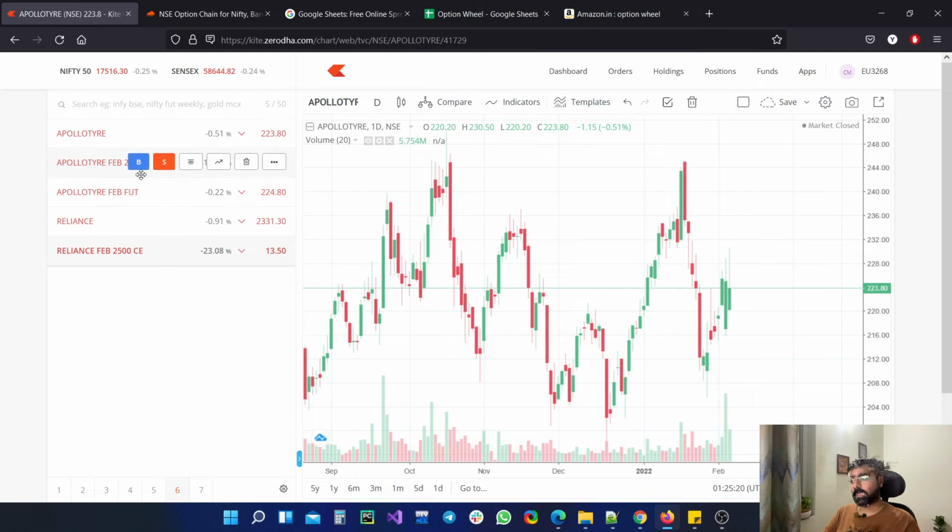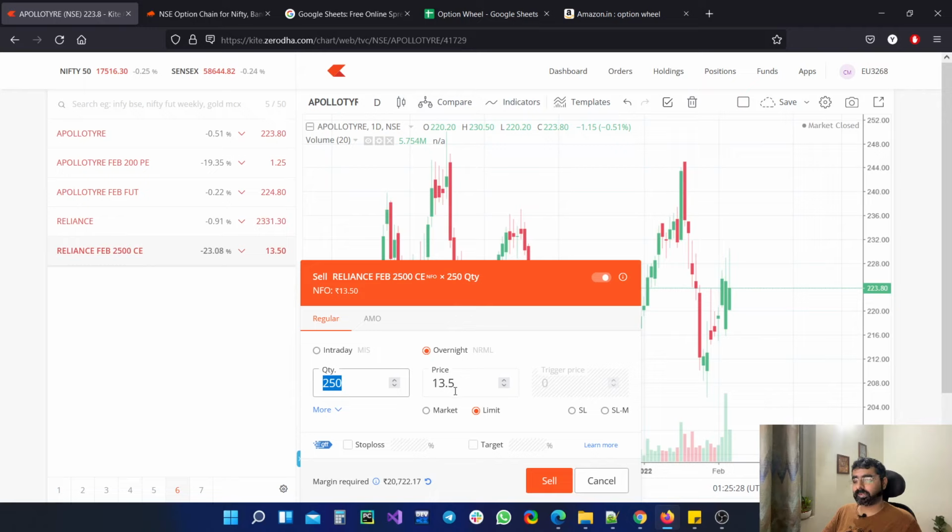So let us suppose that I have a big portfolio which has 200 shares of Reliance, and I just sell the call of 2500. So actually 250 into 13.5, approximately 4 to 5,000 would be my profit on selling this call. So if the stock does not come to 2500, I'll book this profit, and next month I will also sell the call again. So this leads to the reduction of cost basis.